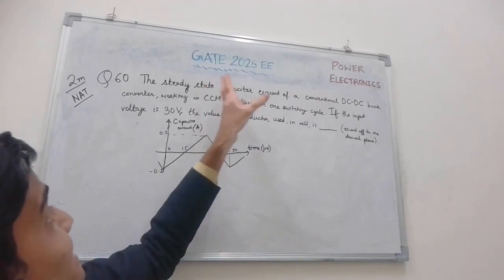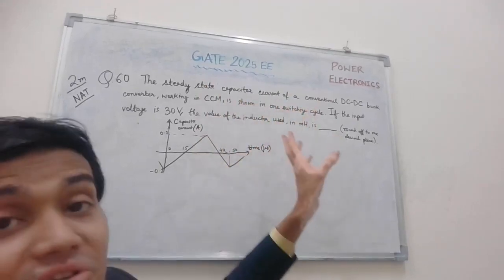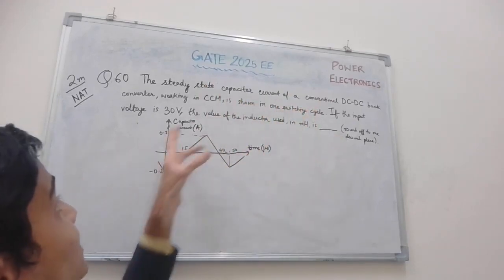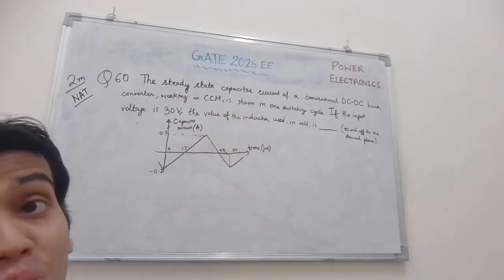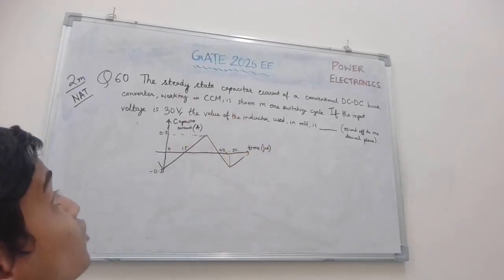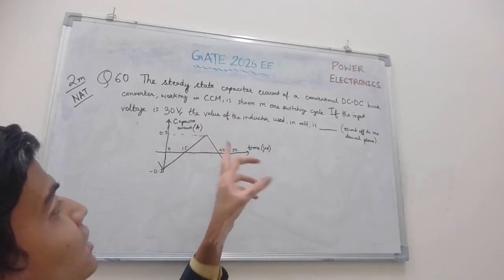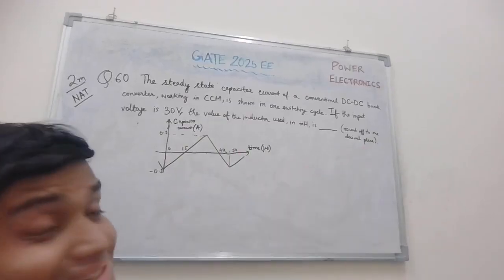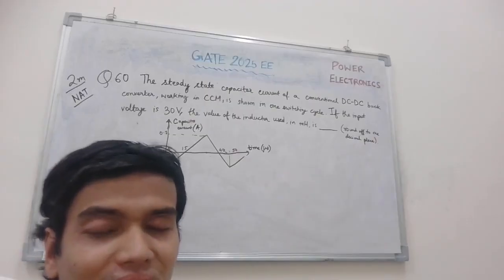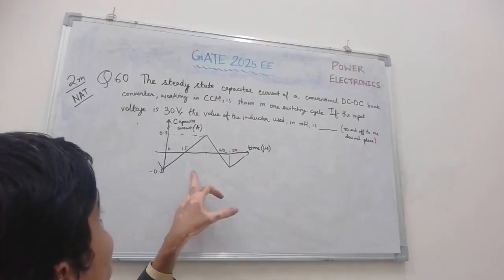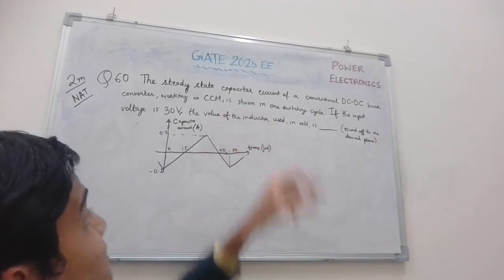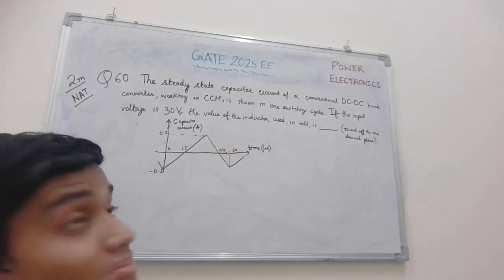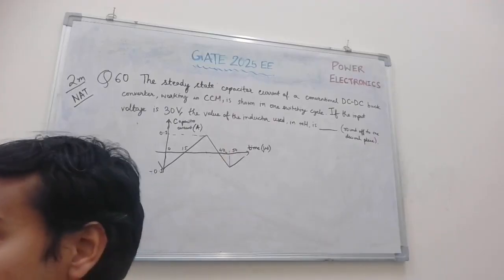The question given: the steady state capacitor current of a conventional DC-DC buck converter is shown for one switching cycle. If the input voltage is 30 volts, the value of the inductor in milli-Henry, rounded to 1 decimal place, is asked. The waveform is given for the steady state of a conventional DC buck converter. Let's move to the solution.